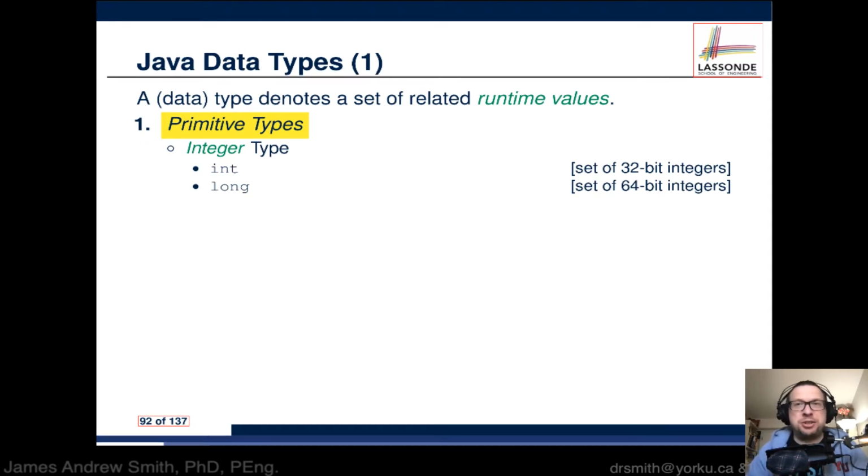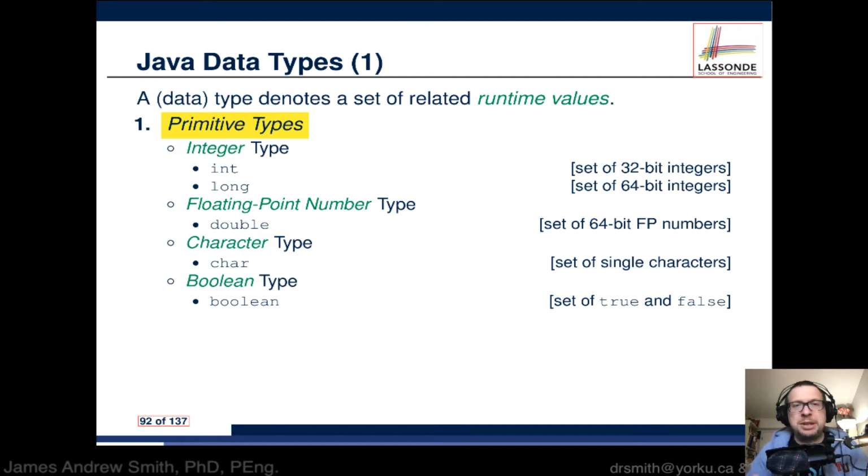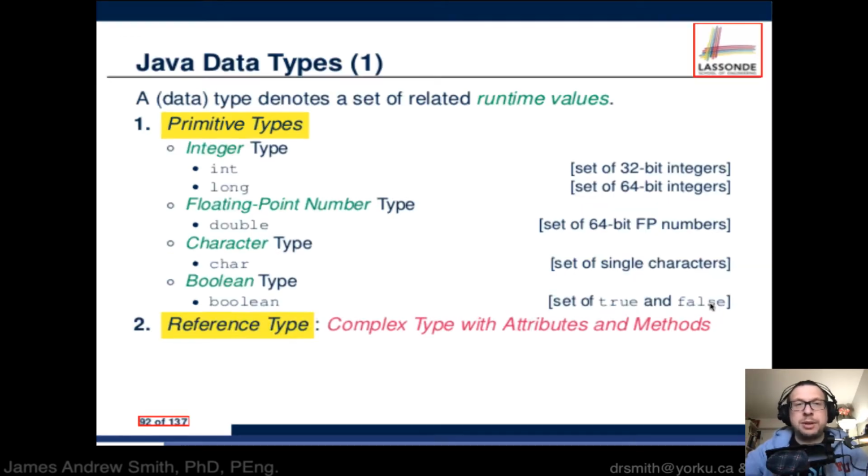They're things like integers. You can have 32-bit integers, and you can have 64-bit integers that we call long. We can have floating point numbers, so 64-bit double precision floating point numbers, and also single precision floating point numbers. You also have character types, which are single characters. They're like strings, but simpler. And then we have Boolean types, which are basically true and false values.